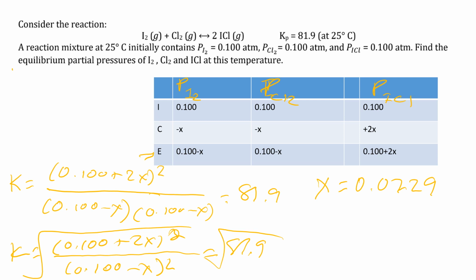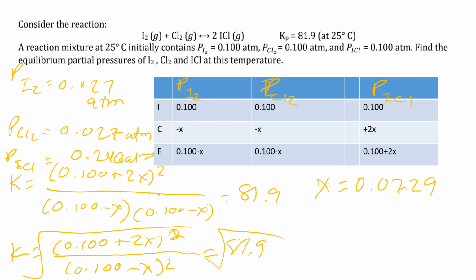So in the end, what are my final answers for these at equilibrium? P sub I2 equals 0.1 minus 0.0729, so 0.027 atm. P sub Cl2 will be 0.027 atm, and then P sub ICl is 0.246 atm.